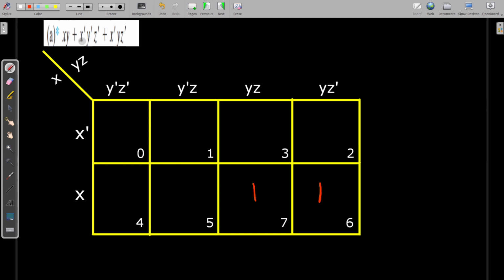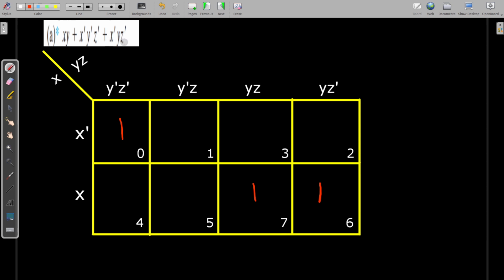Then you go for this x'y'z'. That would be very simple. X' corresponds to this row, and y'z' is this column. So this is y'z', isn't it? So this row and this column, it is this one, right? So for that only you have to place a 1. So we place a 1 here for this x'y'z'.